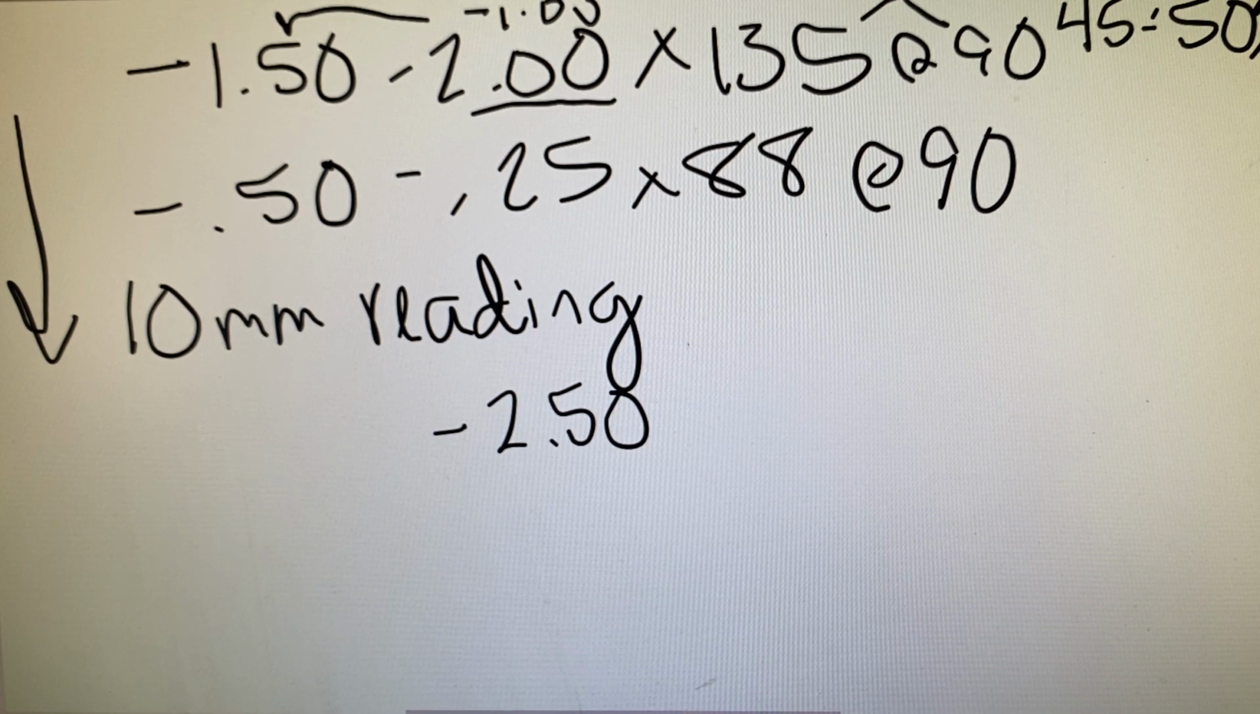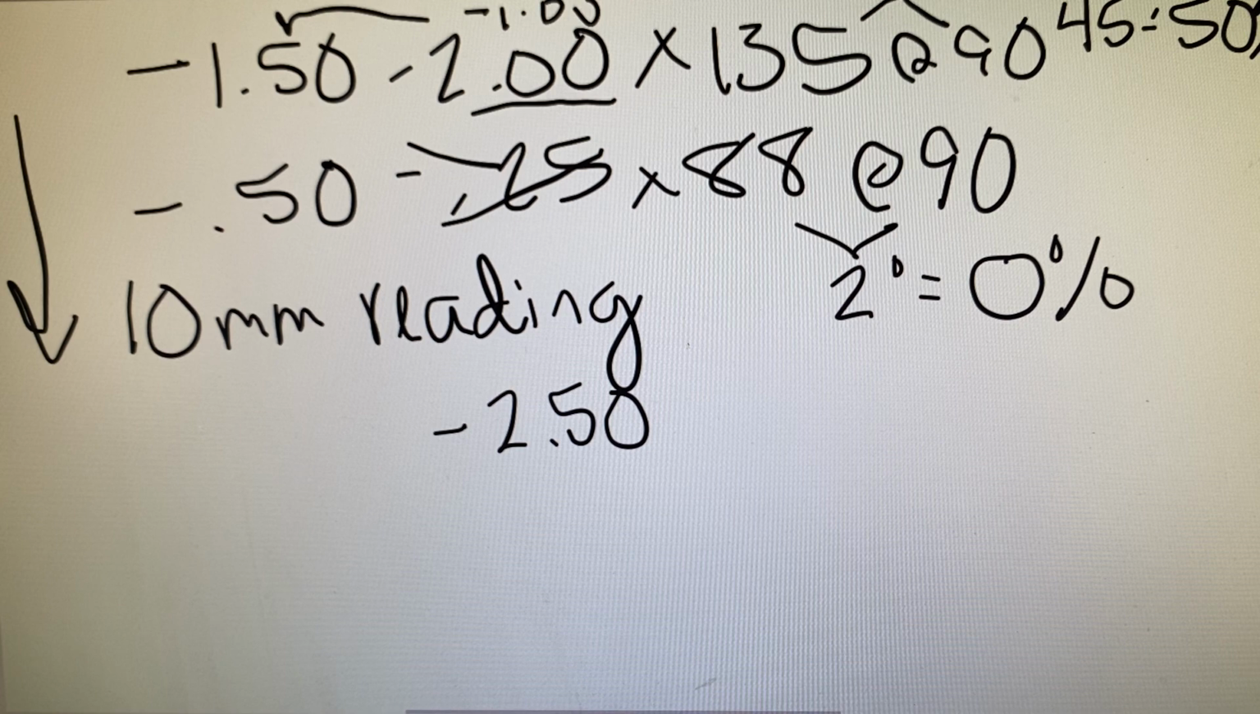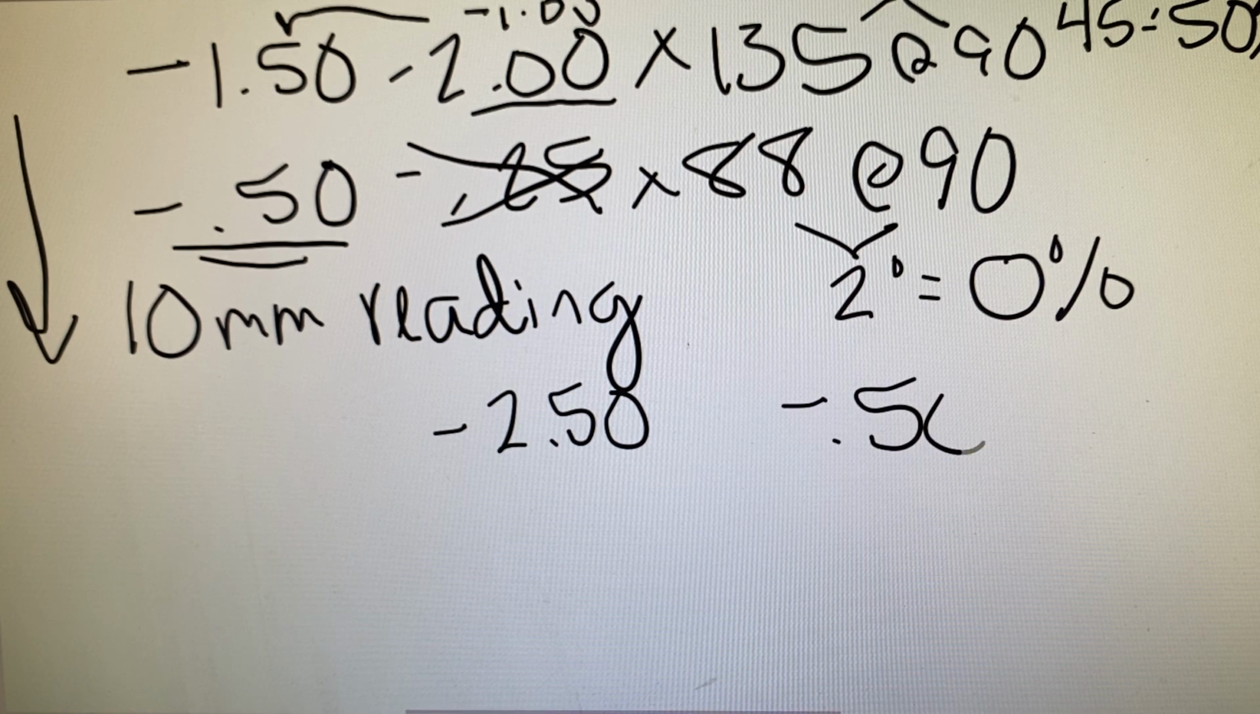Now we've got to tackle our left eye. The difference here is only 2 degrees, which means the closest percentage is actually 0. So not using any of that -0.25, leaving our left eye with a -0.50 at 90.